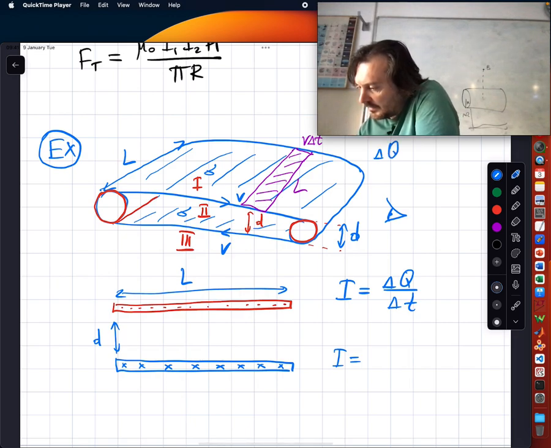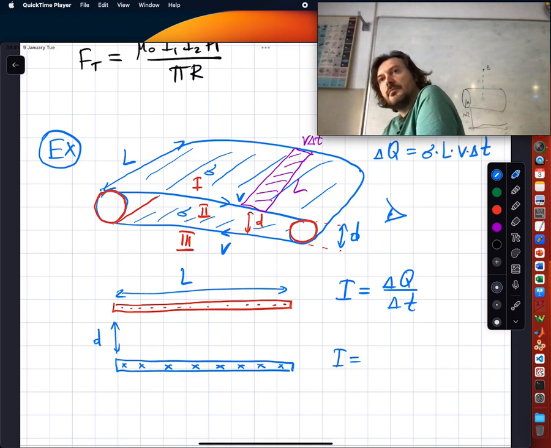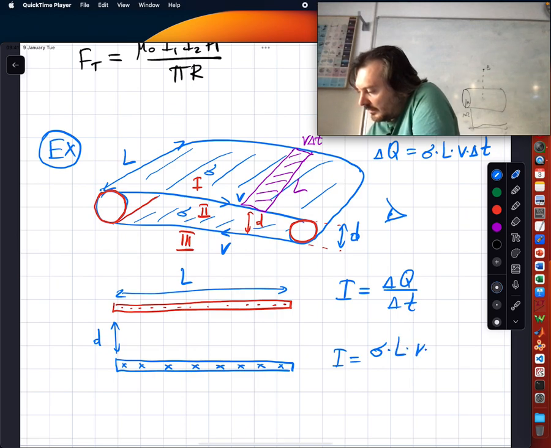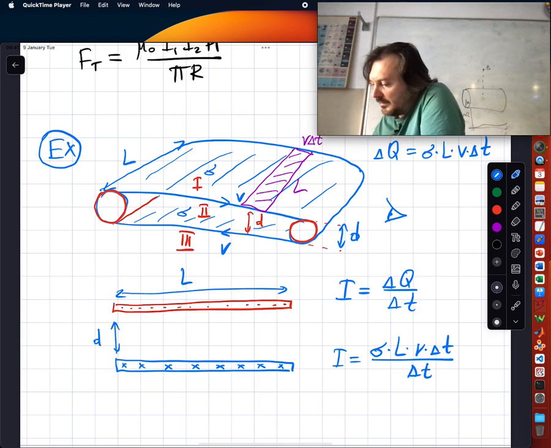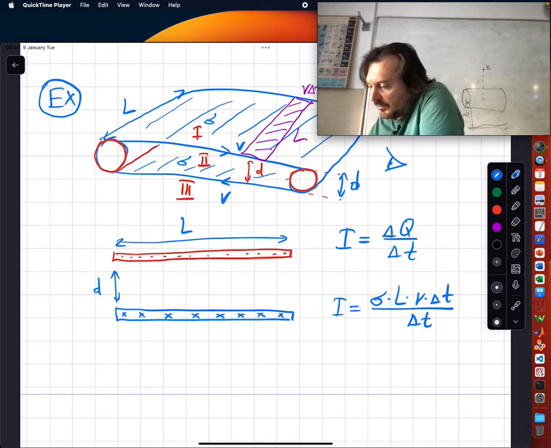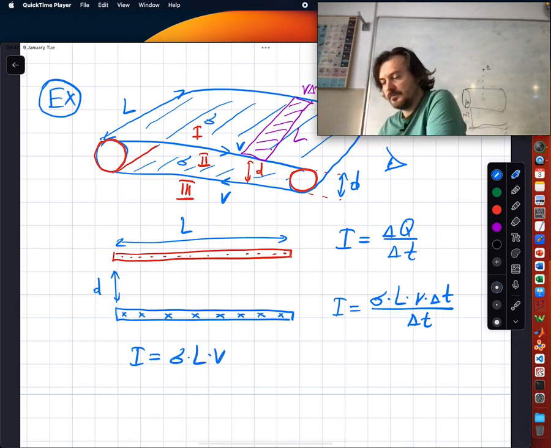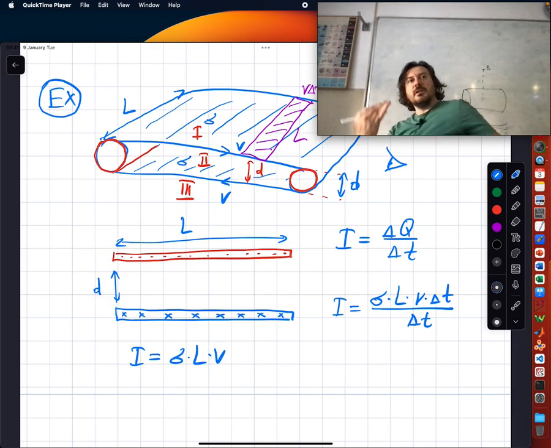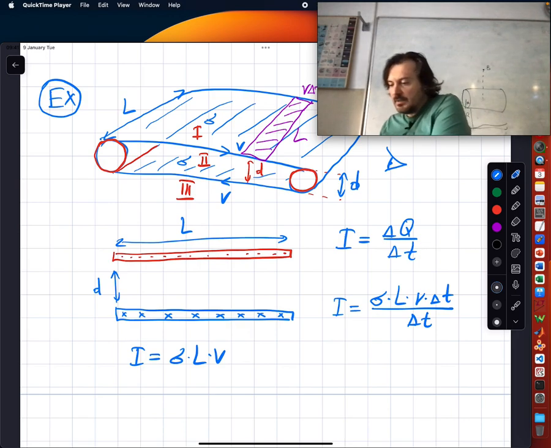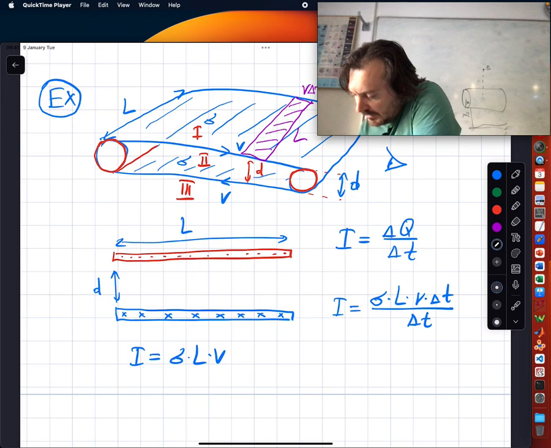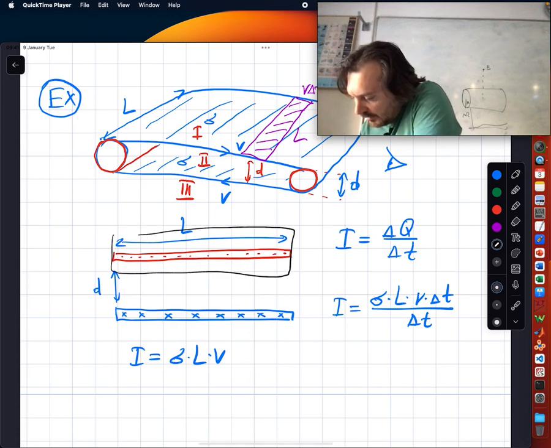Let me derive delta Q here. Delta Q is sigma times L times V times delta T. Does everyone get this? So sigma times the area is the charge divided by delta T. Hence, we discovered that the magnitude of the currents coming out and going in is sigma times L times V. So far so good? Sigma times L times V coming out towards me, sigma times L times V going in. Okay, if I make a loop here, an Ampere's loop here, what do I see?